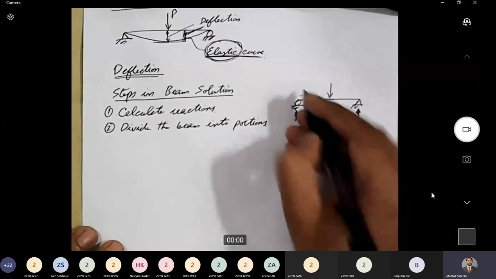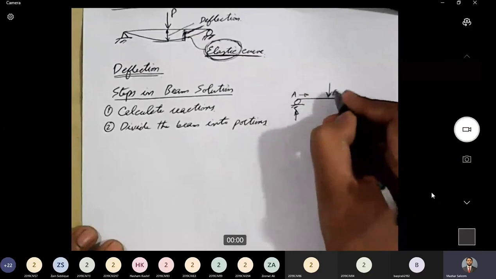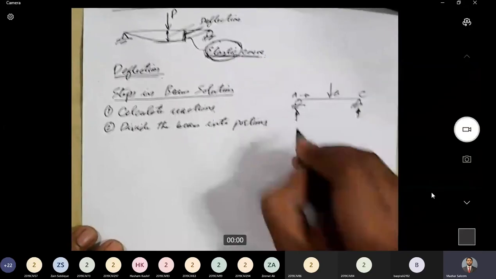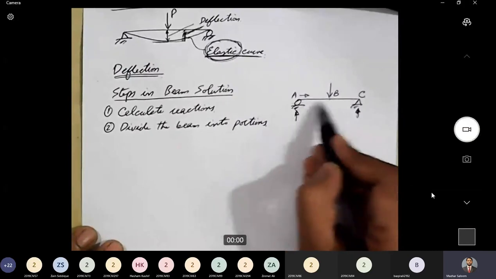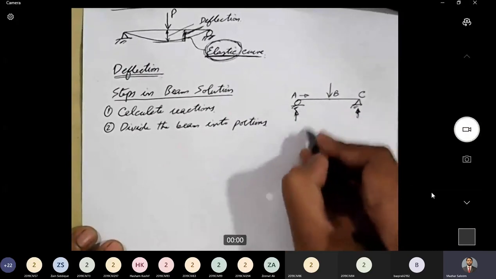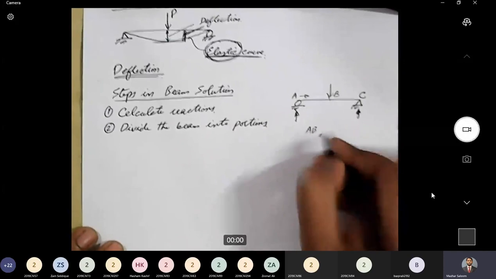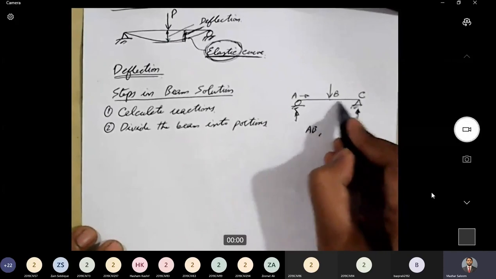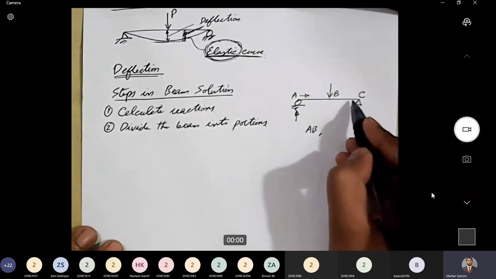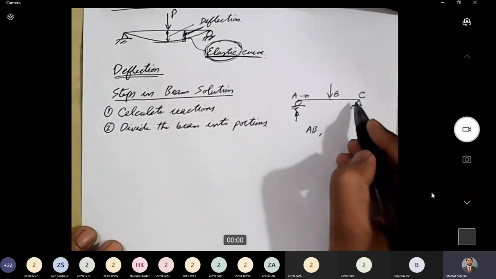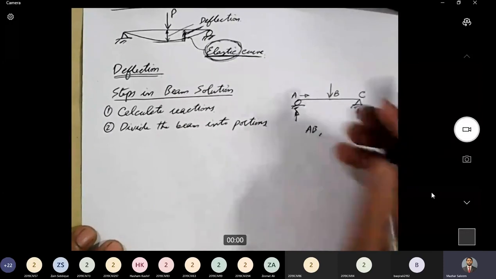From this point to this point, let's say this point is A, this point is B, and this point is C. From point A to B, there is no change in the applied loading. So I consider AB as one section. And then starting from B up to point C, there is no further change in the loading or boundary conditions. By boundary conditions, I mean support conditions.